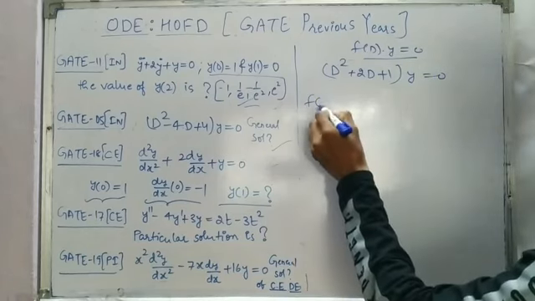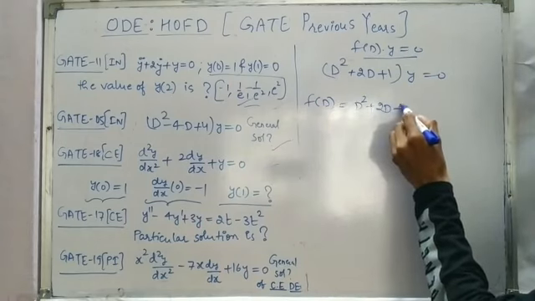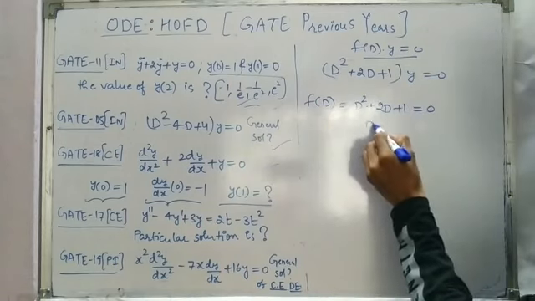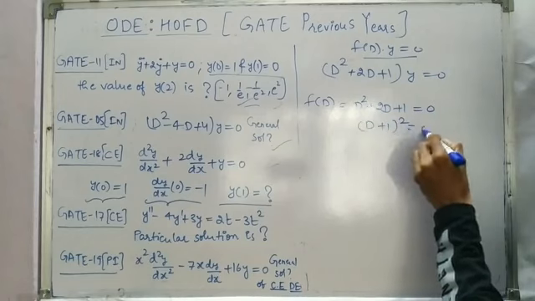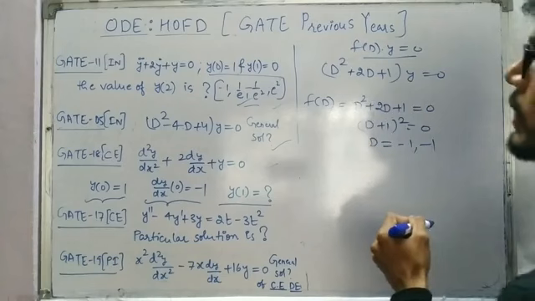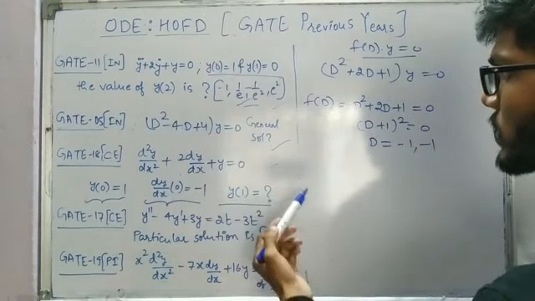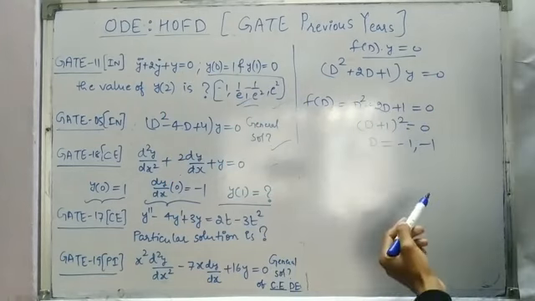So first let us write the auxiliary equation. F of D is equal to D square plus 2D plus 1 is equal to 0. So this is nothing but (D plus 1) whole square is equal to 0. So we have roots as minus 1 and minus 1 again. So I think this is something like that only. Exactly the equation is the same, only the initial conditions have changed.